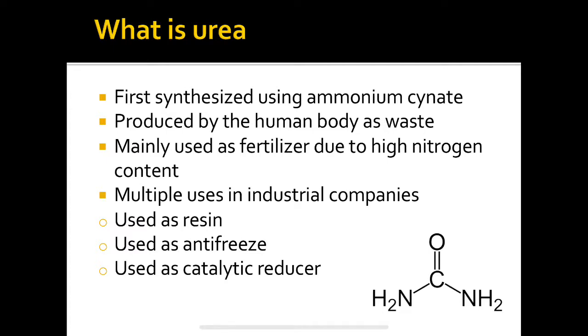Urea is a colorless crystalline compound which is the main nitrogenous breakdown product of protein metabolism in mammals and is excreted in urine. It is first synthesized using ammonium cyanate. It is mainly used as fertilizer due to its high nitrogen content. It has multiple uses in industry: used as resin, as antifreeze, and as a catalytic reducer.